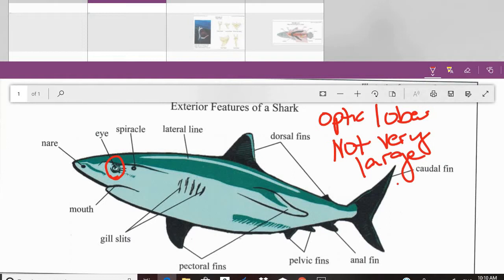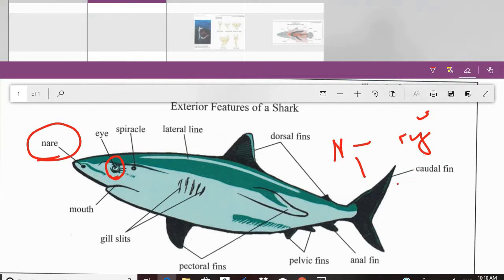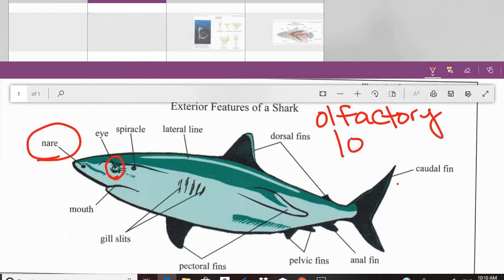However, there's another structure that we see here that is called the nares. And the nares is basically like our nostril, and it is connected to the olfactory lobe. And remember, that is the lobe that is responsible for smell, and the olfactory lobes of a shark would be larger because they do have a very keen sense of smell.